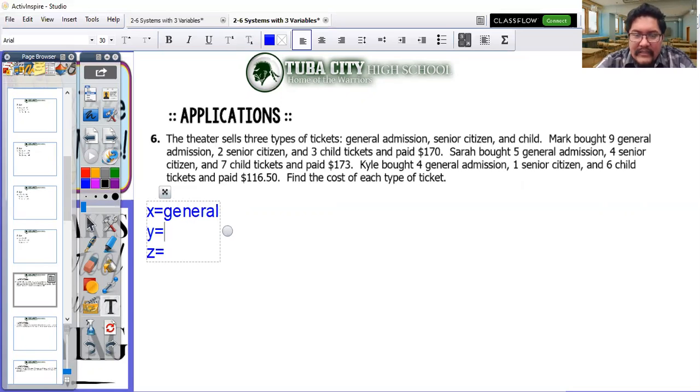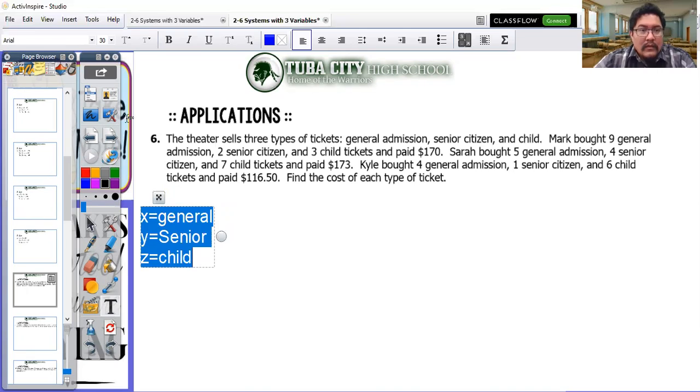And Y, the next thing they mentioned after that was senior citizen. It's senior, okay, that's how you spell it. And then the last one they mentioned was child, so we're just going in order of how they mentioned it. So Z would be child ticket. Okay, I'm going to write that down.